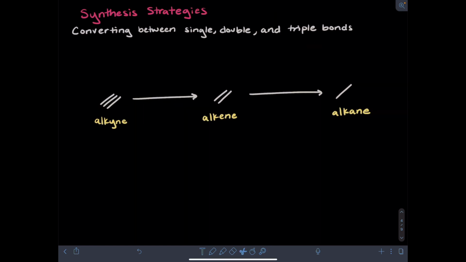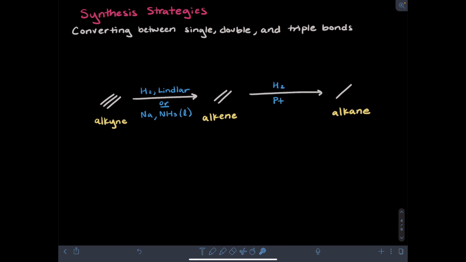I now want to talk about synthesis strategies for converting between single bonds, double bonds, and triple bonds. To convert an alkyne into an alkene, you could use H2 with Lindlar's catalyst, or you could use sodium with liquid ammonia. You would choose which reagent you want if you want to make a cis or a trans alkene selectively. In this case, because I don't have a substituted alkyne, the choice of reagent doesn't matter.